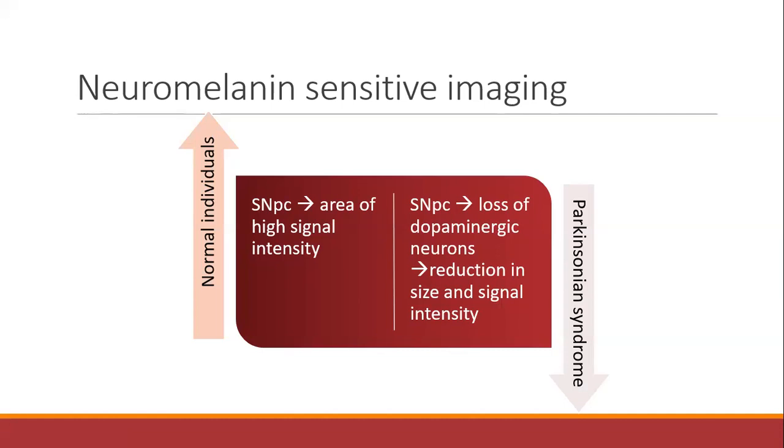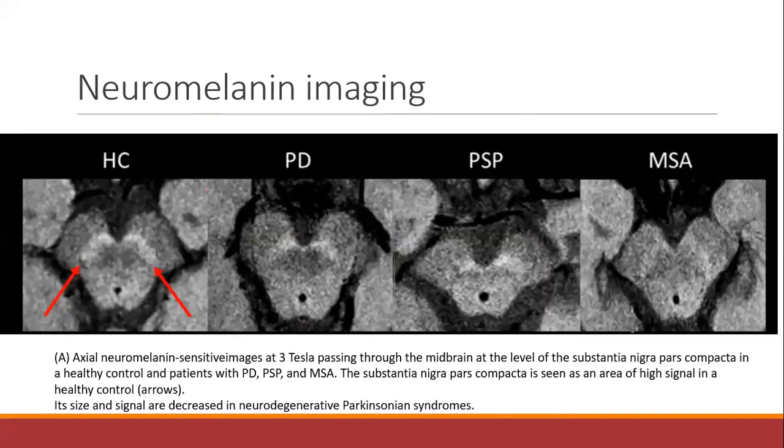So neuromelanin sensitive imaging. So here you have neuromelanin sensitive imaging. This is a 3T image, and the first image is a healthy control. You can see the hyperintensity. This is at the level of the midbrain. You can see the hyperintensity of the substantia nigra. And in a patient with Parkinson's disease and other atypical Parkinsonian syndromes, you can see that the hyperintensity of the substantia nigra is lost.